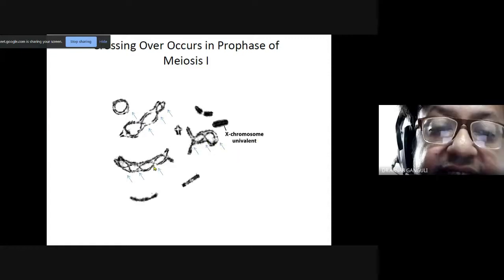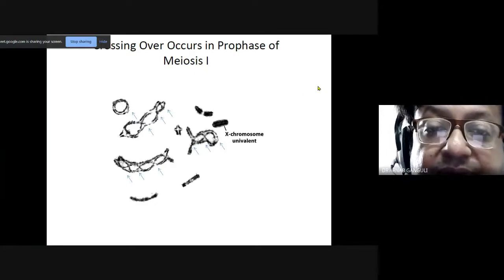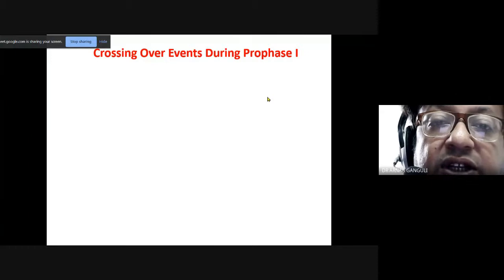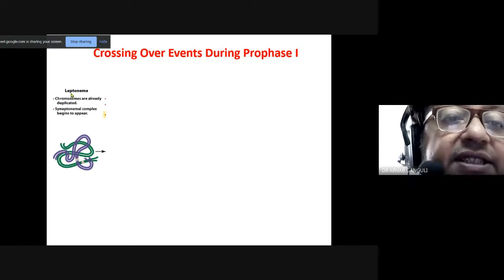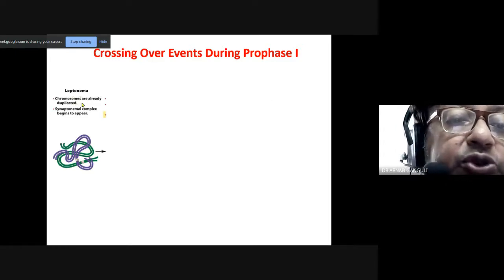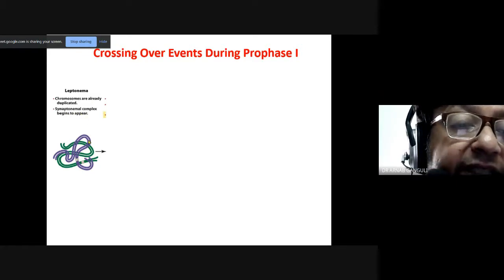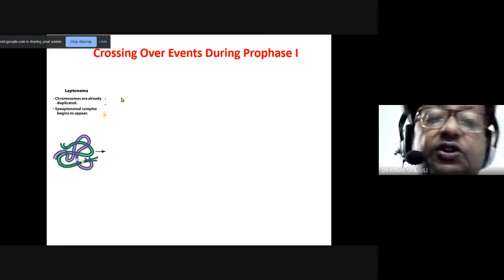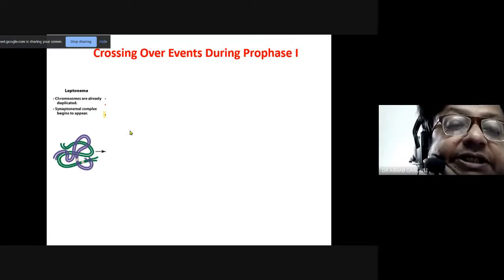So you can see this is the crossover. This happens during the prophase of meiosis 1. So what are the crossing over events during prophase 1? First, in leptonema, chromosomes are already duplicated. Synaptonemal complexes begin to appear. Where the crossing over takes place, at that place you have synaptonemal complexes.